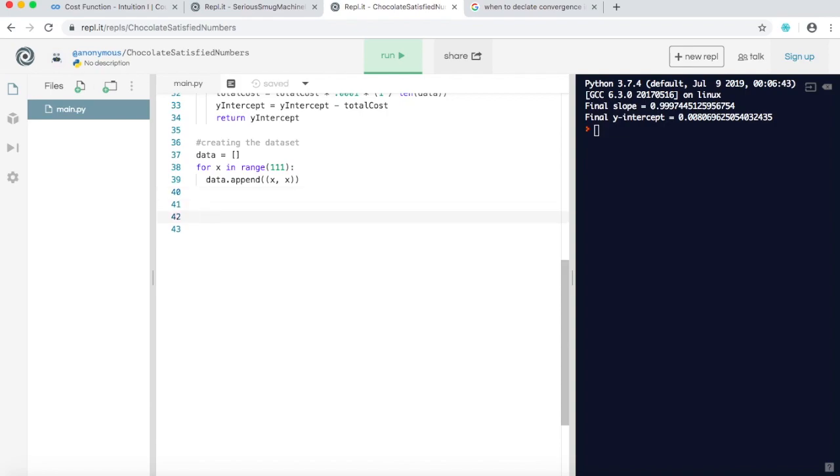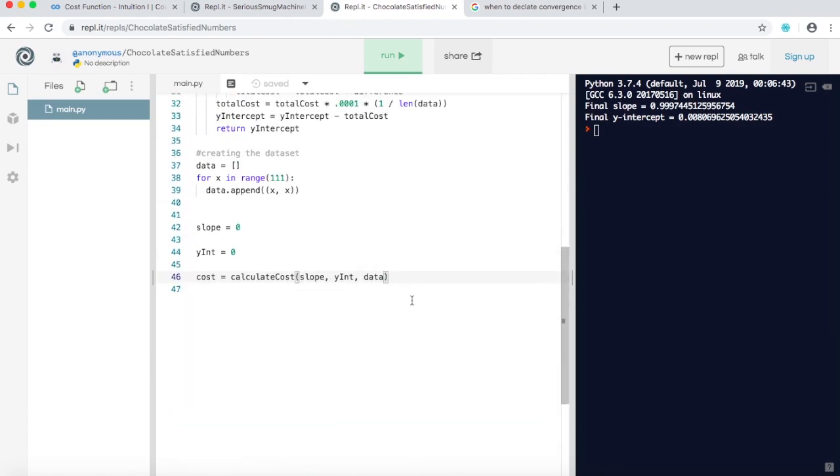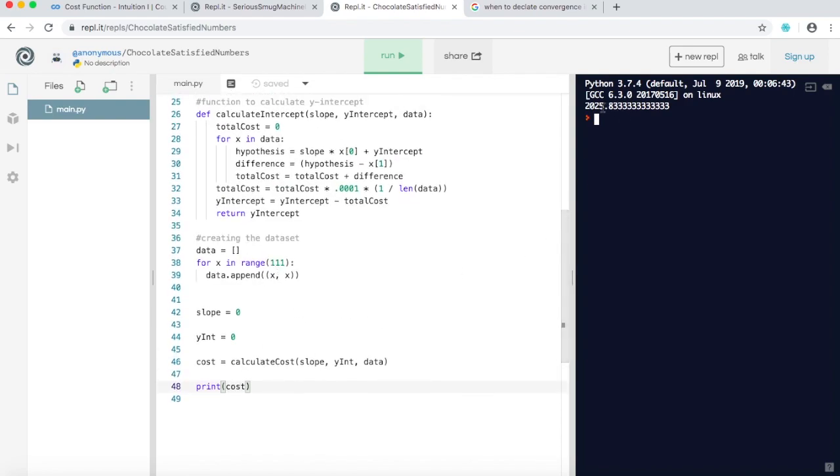Initially, when you have not calculated cost and it's your first iteration of the algorithm, by default you should set the slope and the y-intercept to 0. So let us start by calculating the cost with a slope of 0 and a y-intercept of 0. I'm also passing in data, as those are the 3 parameters that are needed. So with a slope of 0 and a y-intercept of 0, on the data set that we have, the cost is 2,225.83.